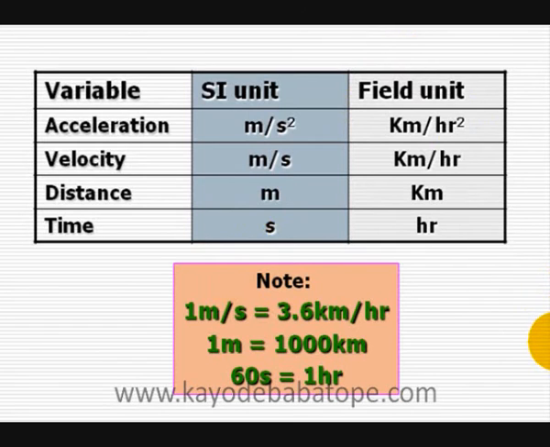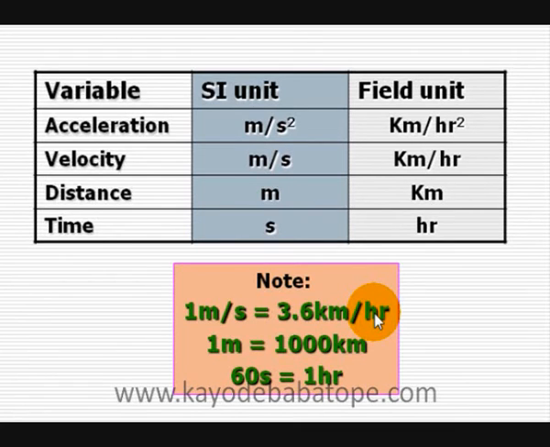So some important conversion factors you may need to know is this: that 1 meter per second is equal to 3.6 kilometers per hour. So when you are given velocity in kilometer per hour and you feel like working in SI units, you should know that 3.6 kilometers per hour is equivalent to 1 meter per second.